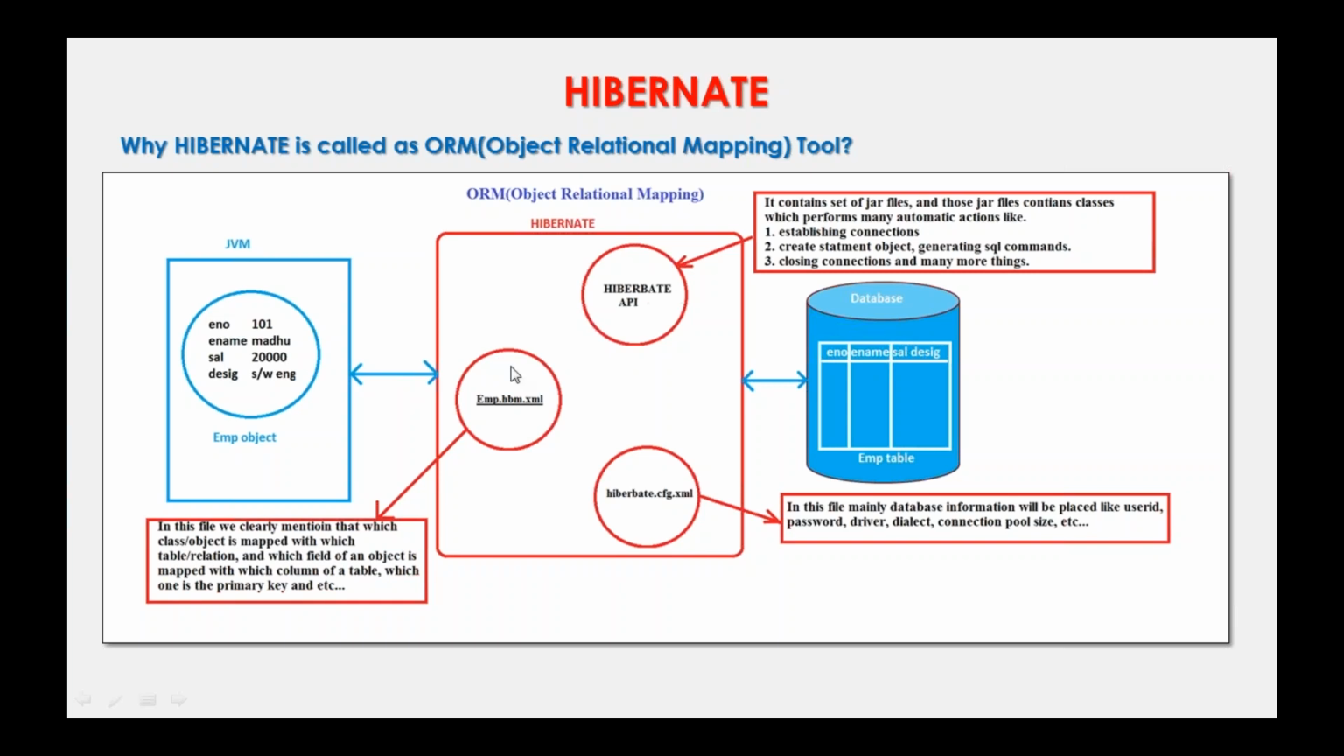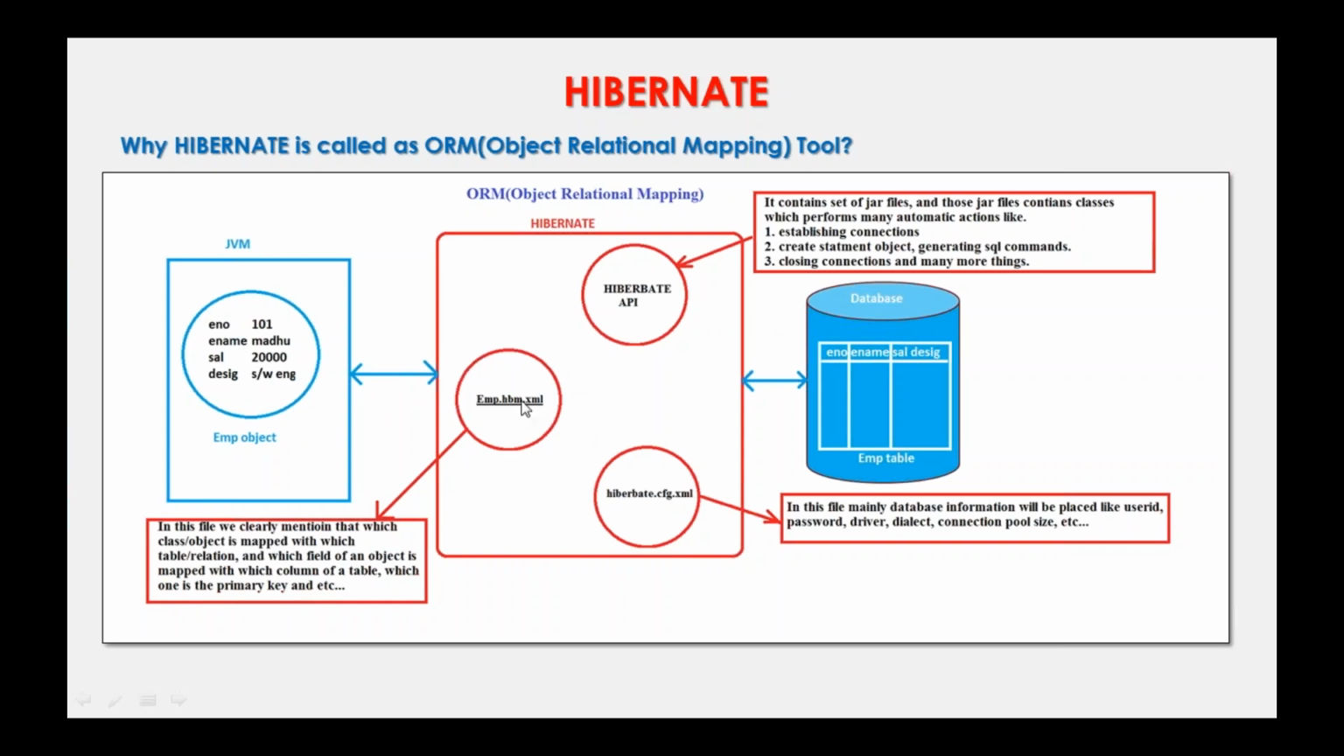So if Hibernate opens this file, what does Hibernate understand? If an EMP object comes, I need to store it in the EMP table of the database. And if that object contains data, the ENO value has to be stored in the ENO column, that I have mentioned here in the hbm.xml file. Like that, the ename value Madhu has to be stored in the ename column. The SAL value 20,000 has to be stored in the SAL column. The DESIG instance variable value software engineering has to be stored in the DESIG column. Like that, I'll clearly mention in this file.